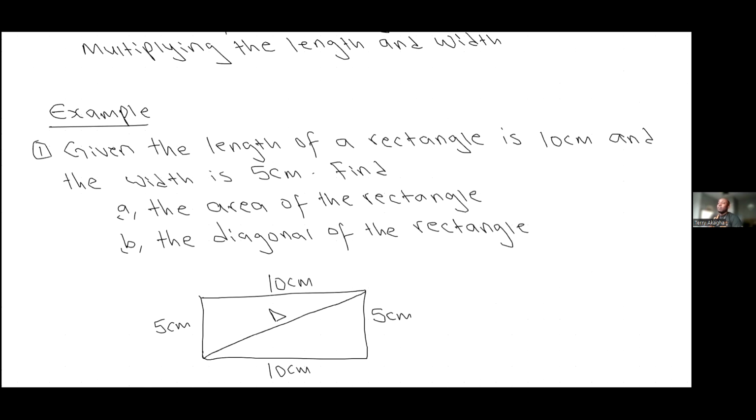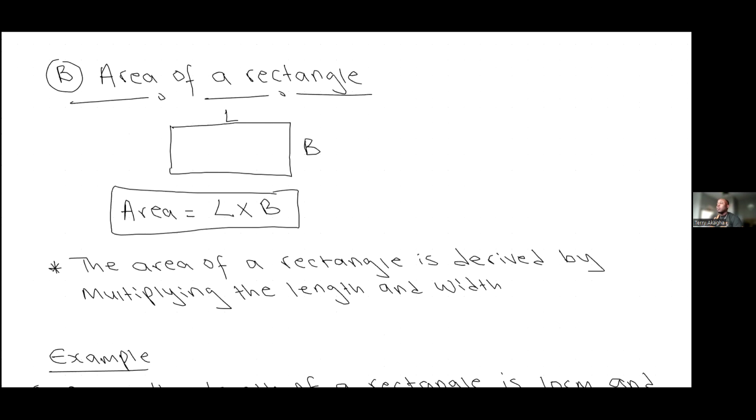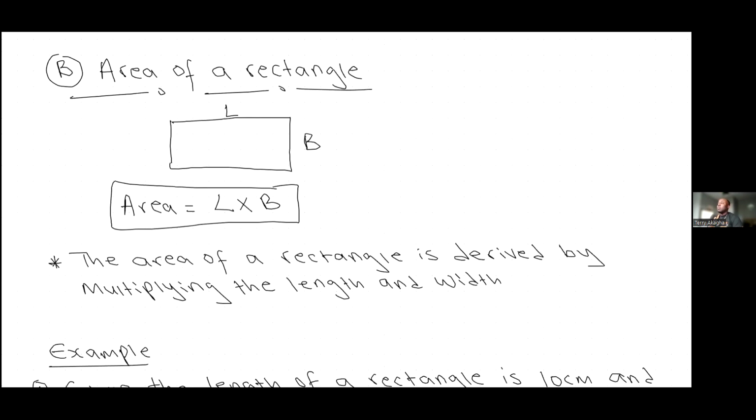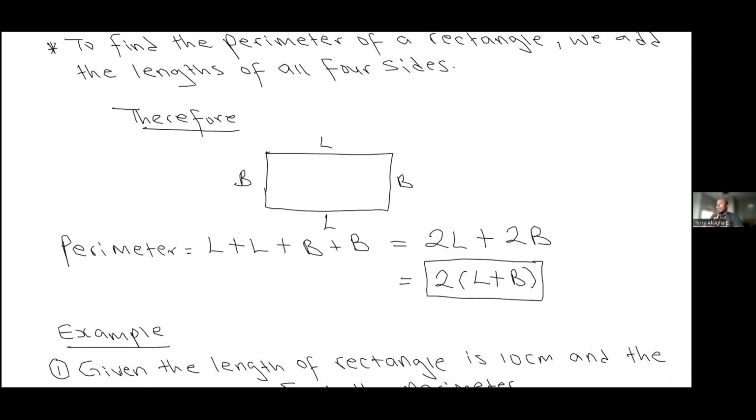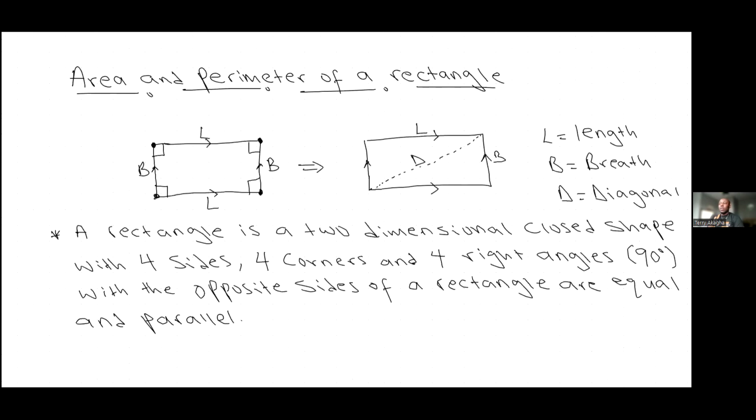So the area of a rectangle is length times breadth, while the perimeter of a rectangle is 2 times (L plus B). And like I said, in a rectangle the opposite sides are equal and parallel, and the diagonal divides the rectangle into two equal parts. And that is that.